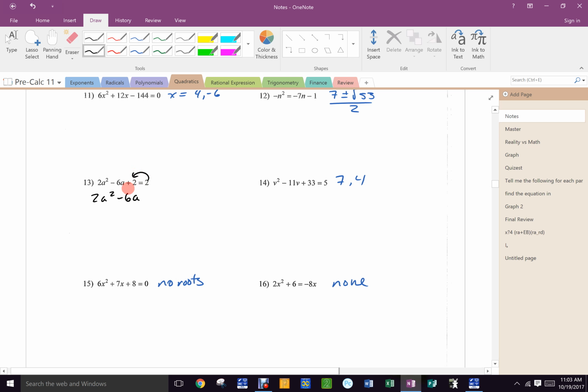When you bring that over, what happens? Cancels out, right? Factor out a 2a, a minus 3. So, this has to be 0, yes? Or this has to be 0, yes? Right? So if a is 0, then this is going to be 0, and 0 times whatever this is gets me 0. If a is 3, 3 minus 3 is 0, and 0 times whatever that is gets me 0. So it's 0 and 3.